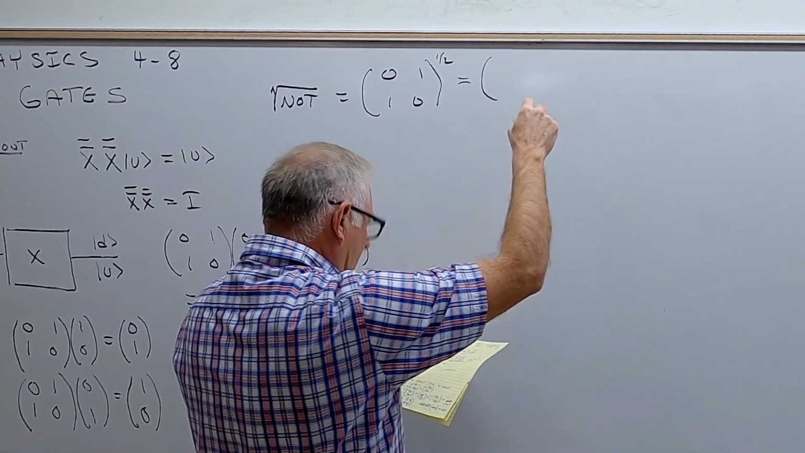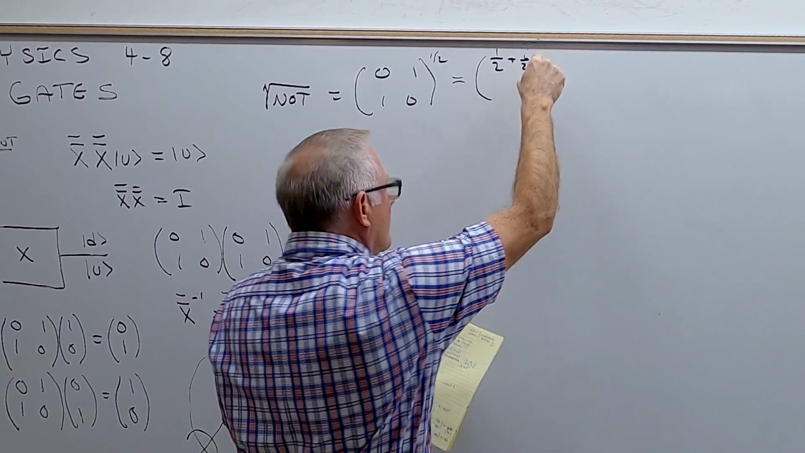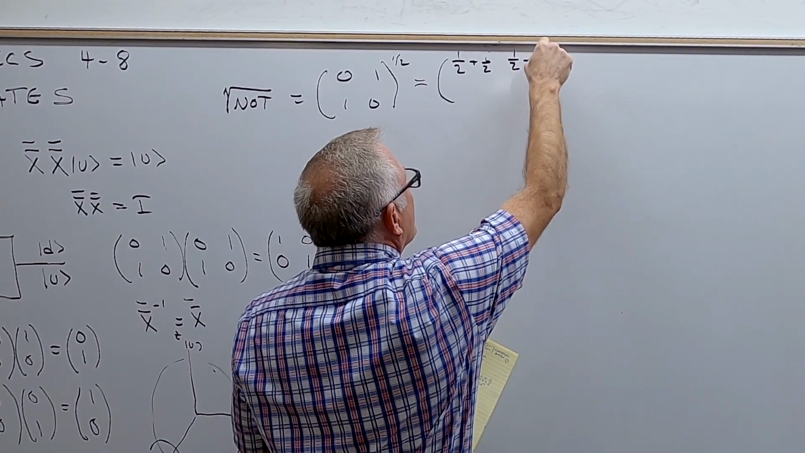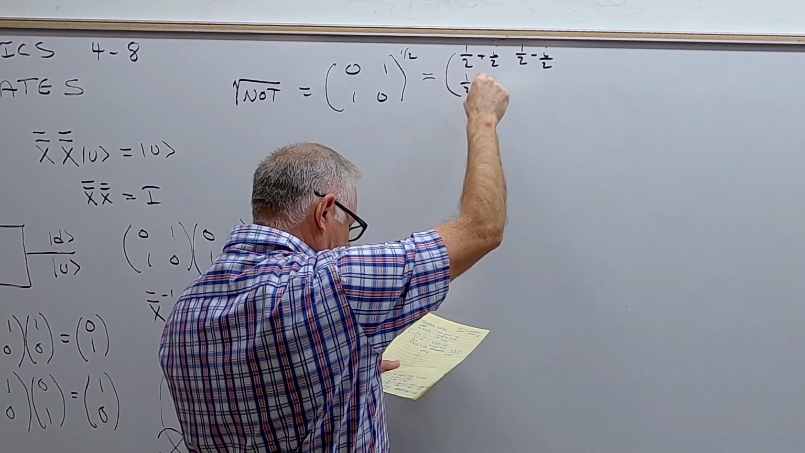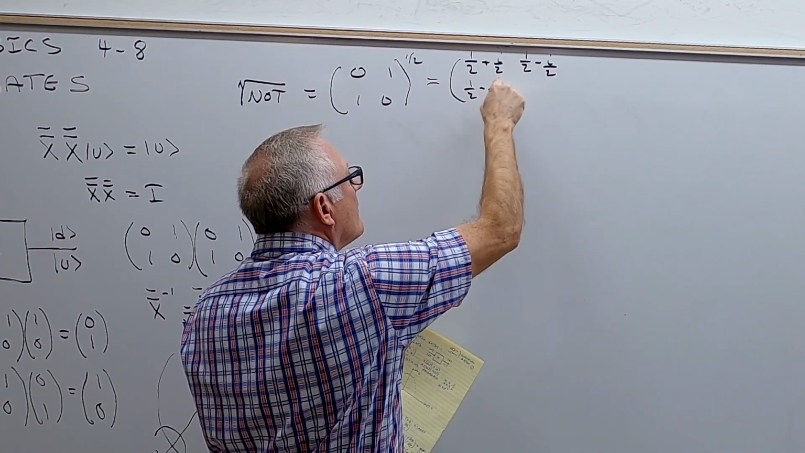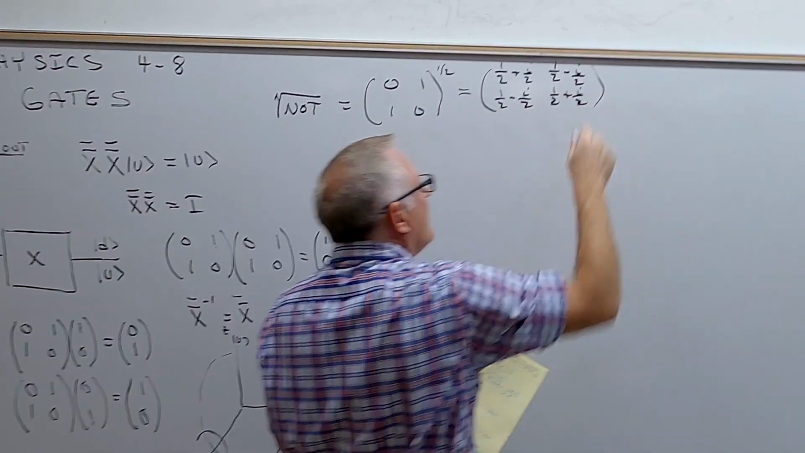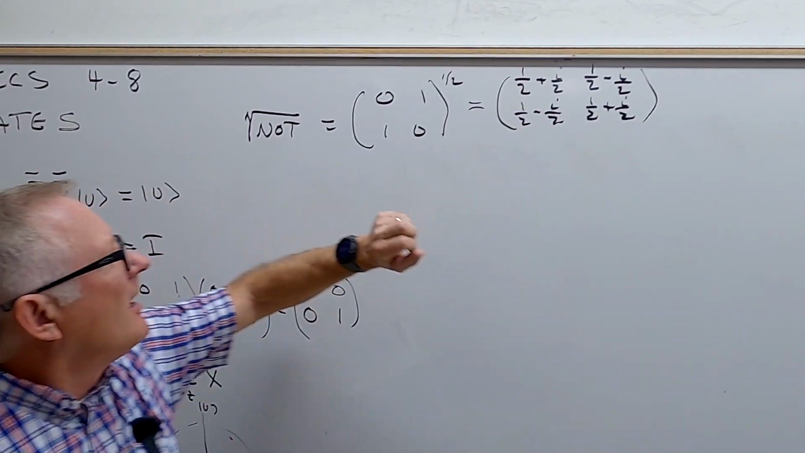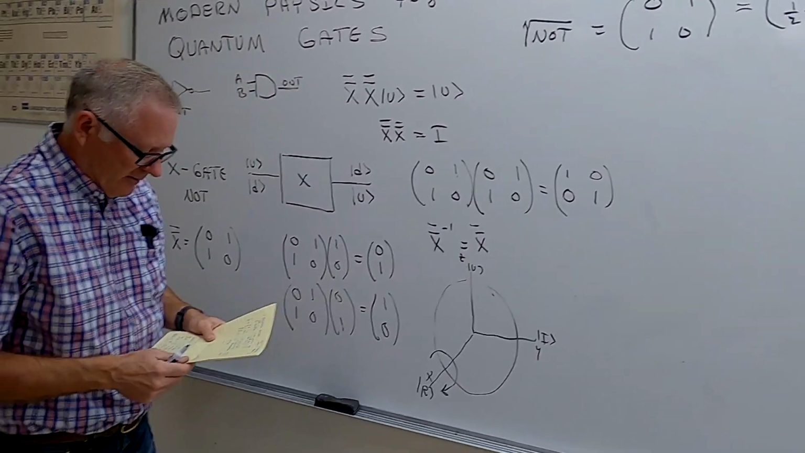This is just 1/2 plus i over 2, 1/2 minus i over 2, 1/2 minus i over 2, and 1/2 plus i over 2. I guarantee if I multiply this by itself, I should get 0, 1, 1, 0. You can check that out right there.